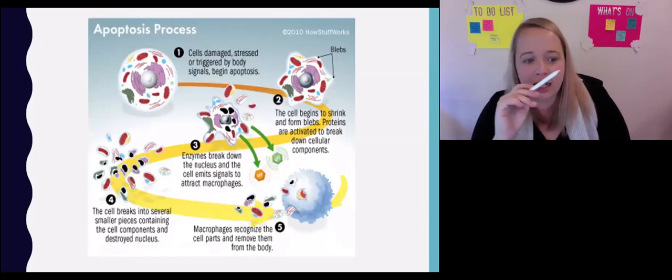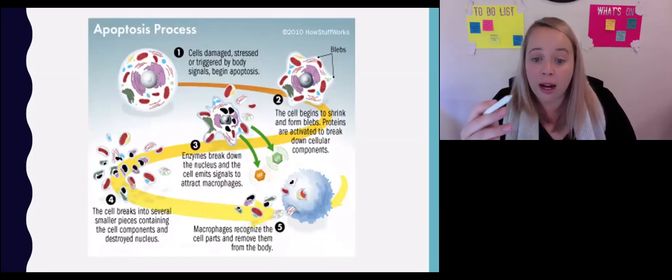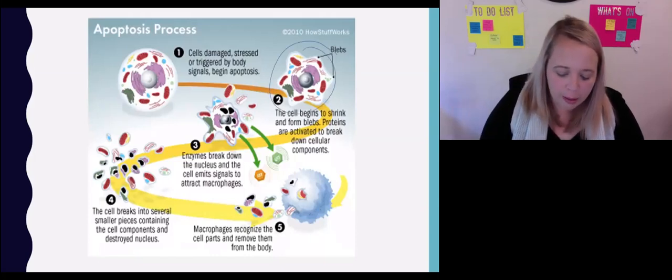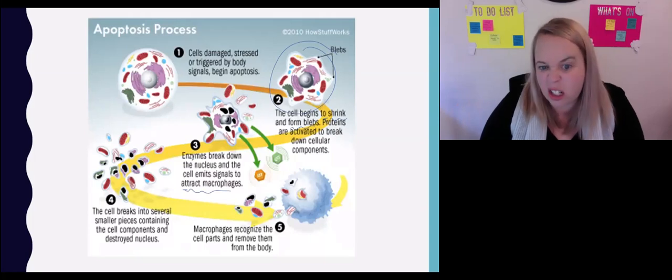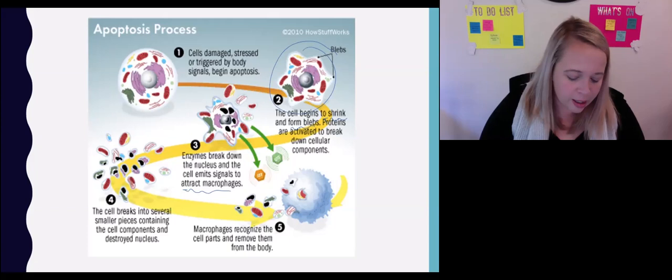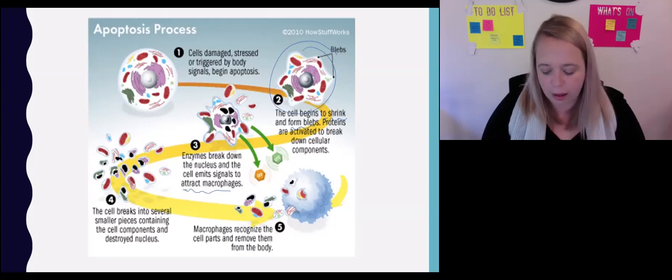You've got cells that are damaged or stressed. So they might have DNA damage within them. They start to bleb. The cell begins to shrink and form blebs. Now, you don't need to know about the enzymes that attract macrophages, but macrophages are white blood cells. Then it breaks into these smaller pieces and they get eaten.